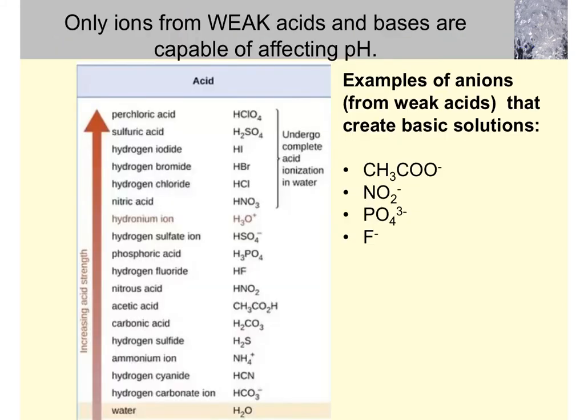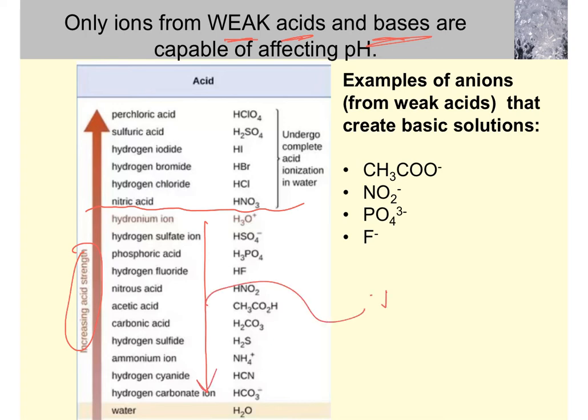So let's just go through the concept again, because I know it can get confusing for students. We learned in the first slide on this topic that only ions that are from weak acids and weak bases can change pH. So let's look at a bunch of acids and bases and remind ourselves what some of the weak ones are. The strong acids are at the top of this particular chart. Every other acid below those strong acids is a weak acid.